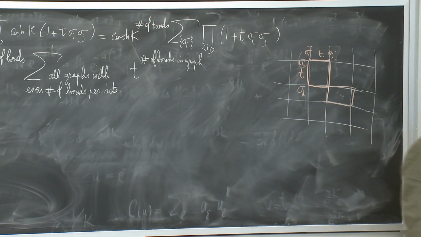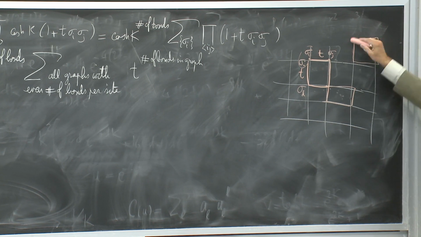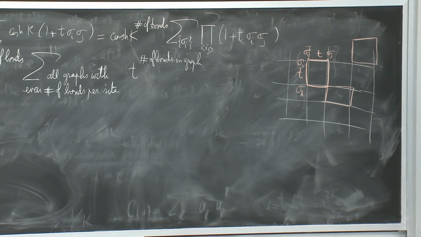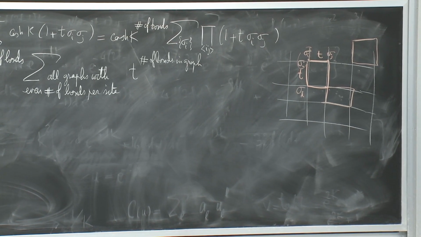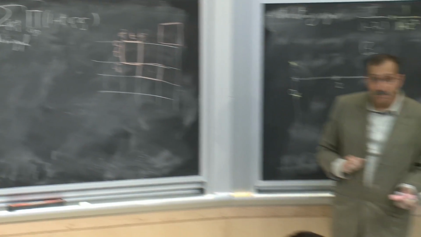And at this stage, when I'm calculating the partition function, there is no reason why I could not have disconnected graphs. For the partition function, there's no problem. Presumably, when I take the log, the disconnected pieces will go away.